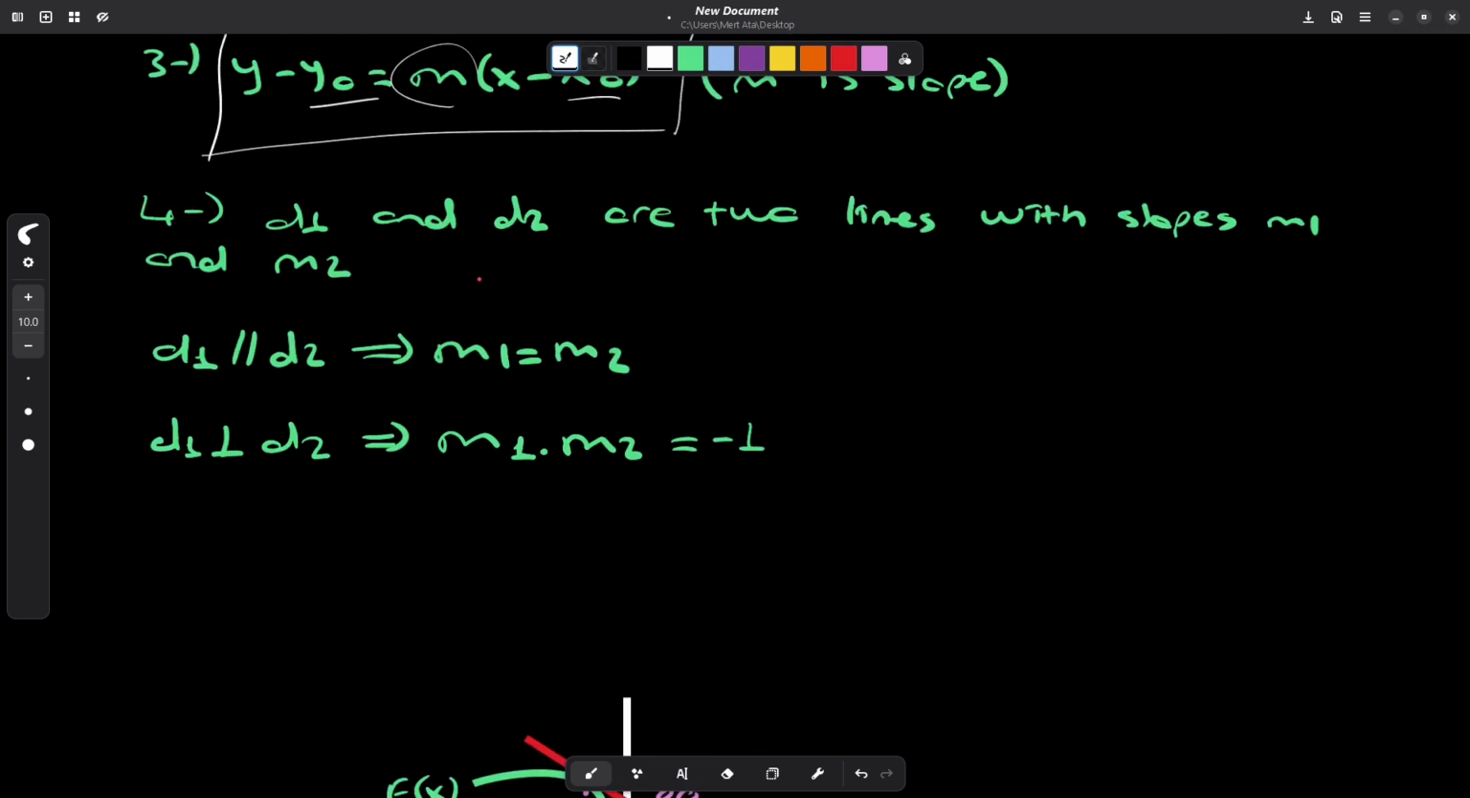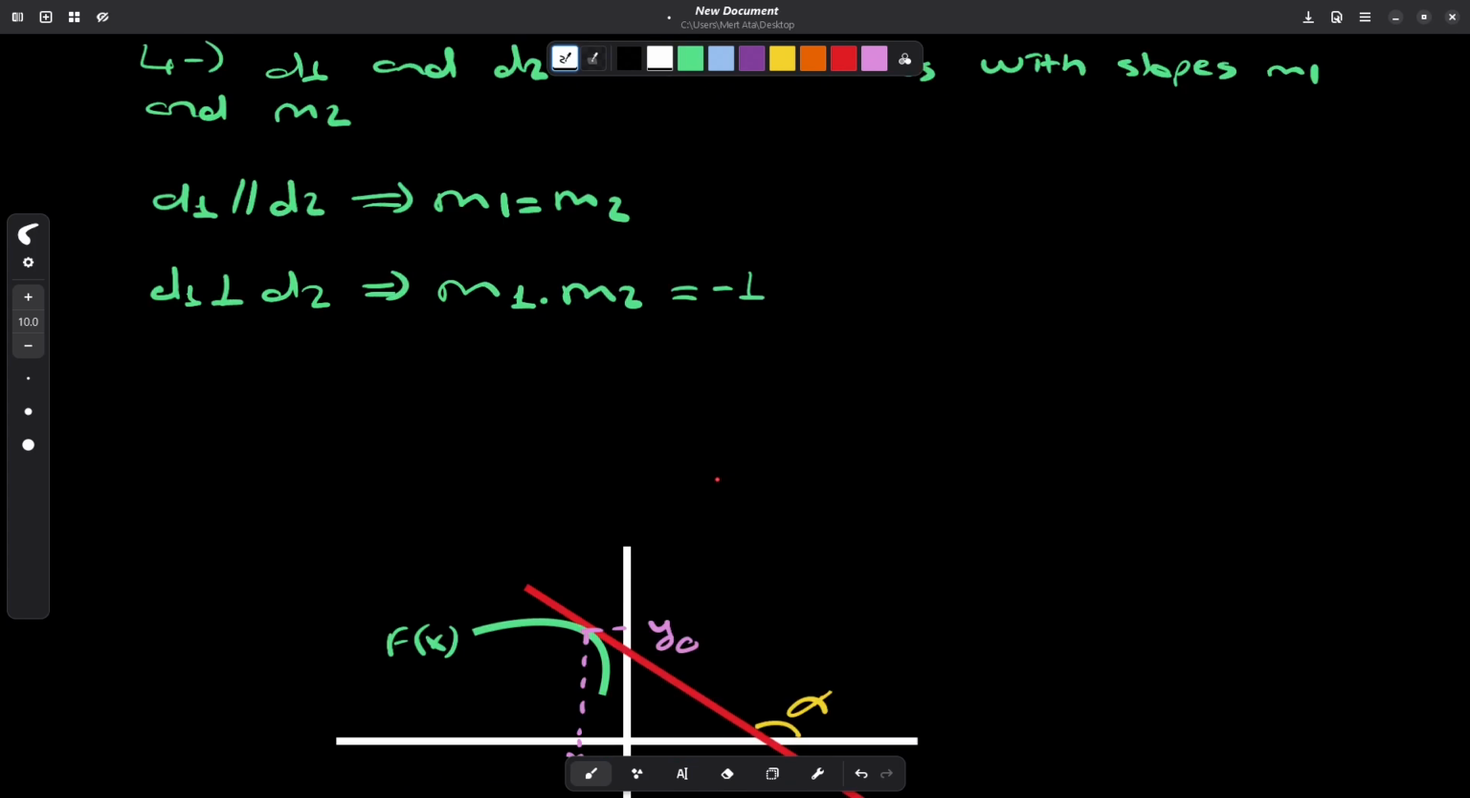Let's see. D1 and D2 are two lines with slopes M1 and M2. If these lines are parallel, then their slopes are equal. If these lines are perpendicular, then if you multiply their slopes, the answer will be -1.